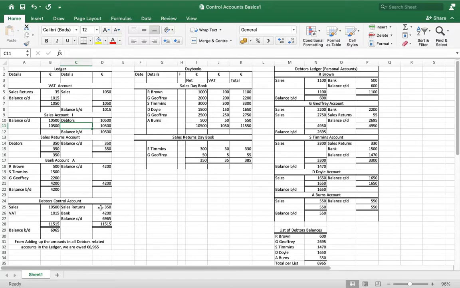Sales returns, so this is the money that I didn't earn as an income. I thought I was going to earn it as an income, so it's taken away as a minus against the income. So it reduces how much debtors owe, and the bank, this reduces how much they owe because they've paid off some of the money. So overall, my debtors owe me 6,695 at the end.